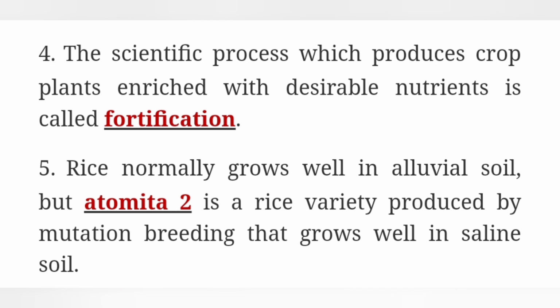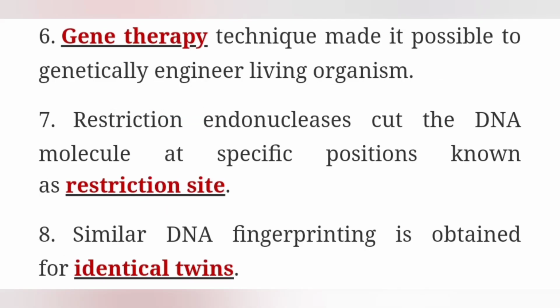Fourth one, the scientific process which produces crop plants enriched with desirable nutrients is called dash, fortification. Fifth one, rice normally grows well in alluvial soil, but dash is a rice variety produced by mutation breeding that grows well in saline soil. Answer, Atomita 2. Sixth one, dash technique made it possible to genetically engineer living organism, gene therapy.